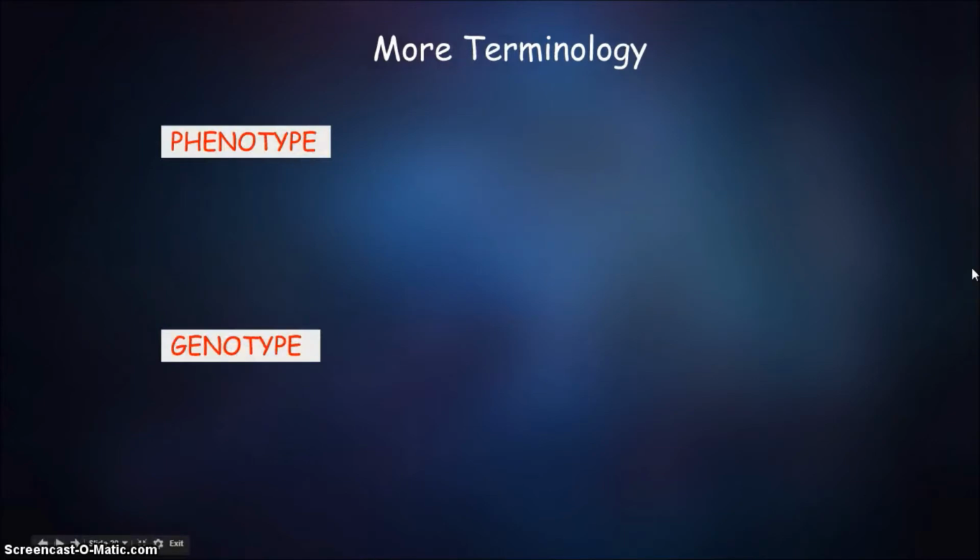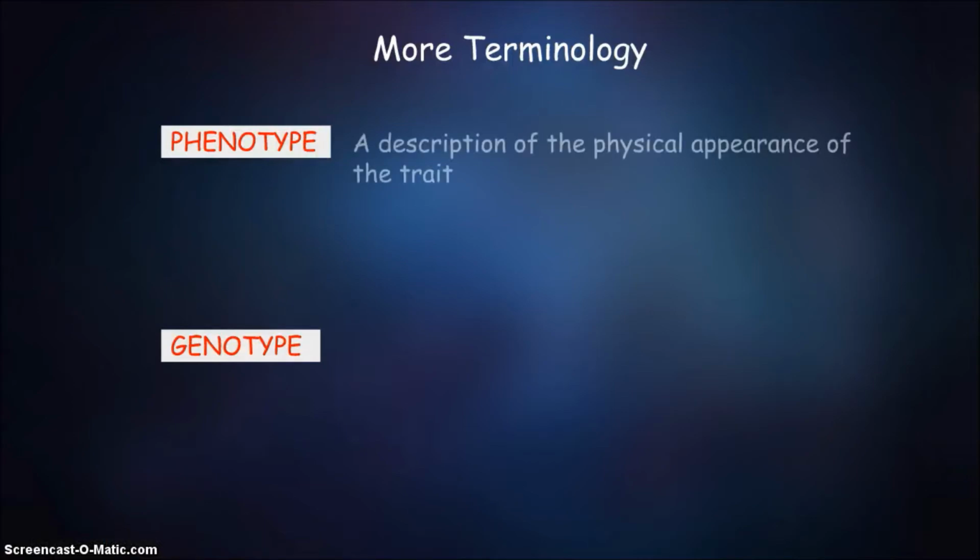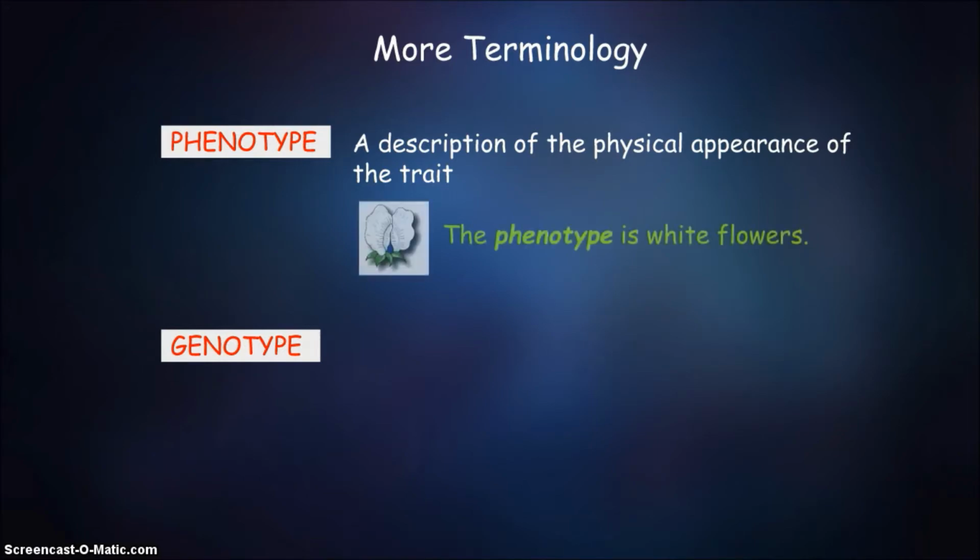Let's focus on phenotype and genotype real quickly before we move on to the rest of the video. Phenotype is a description of the physical appearance of the trait. Remember, that's the thing that you can actually see. It's the thing that you can actually describe. So in the case of our pea plants, you could say the phenotype is white flowers. That would be the correct usage in a sentence.